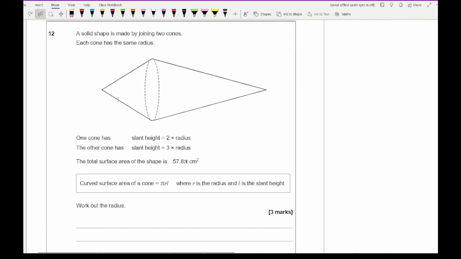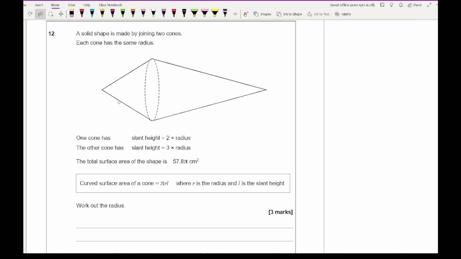Then moving on to question 12, it says that a solid shape is made by joining 2 cones. Each cone has the same radius. One cone has a slant height equal to 2 times the radius, and the other cone has a slant height of 3 times the radius. The total surface area of the shape is 57.8 pi. The curved surface area of a cone is pi RL, where R is the radius and L is the slant height. Work out the radius.